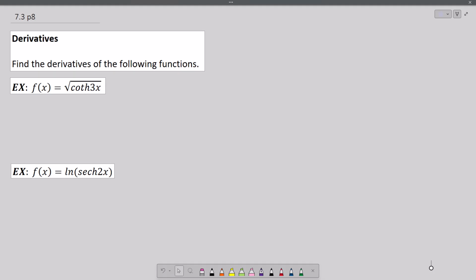Double chain. So the half is the first thing, half comes down. Subtract 1, that's the power rule part. Oh, sech squared 3x. I forgot what it was. Oh yeah, that's the square. What's that? Is the chain rule?